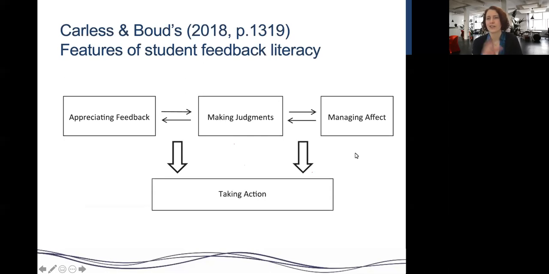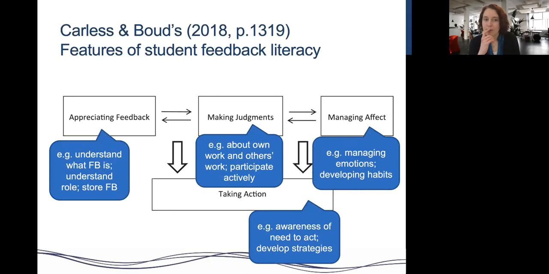So let's consider this with a chart because it's going to be a bit clearer. So this idea is we've got appreciating feedback, making judgments, and managing affect, managing emotions, contributing to what happens when the learner takes action. If we examine these a bit more closely, we'll see that going to Carless and Boud's 2018 study here, appreciating feedback, and they give some examples, understanding what feedback is, understanding the role of feedback, but also storing feedback and knowing how to go and find it when you need it.